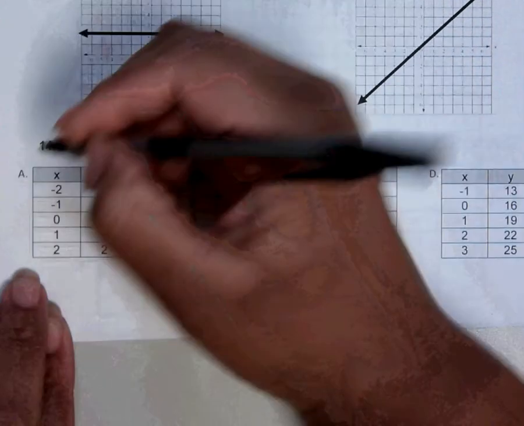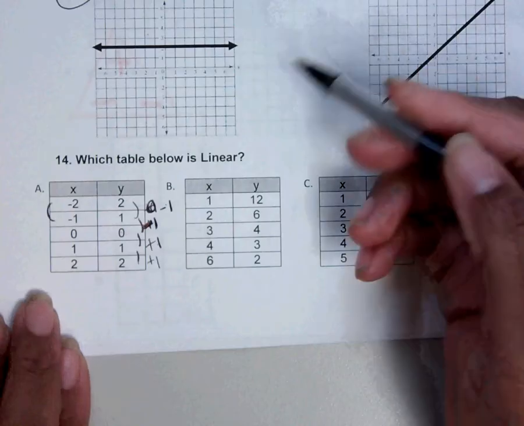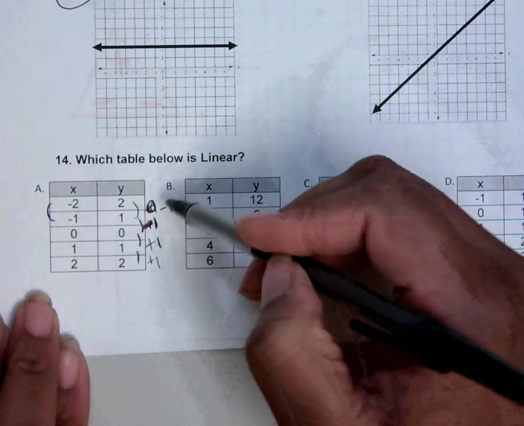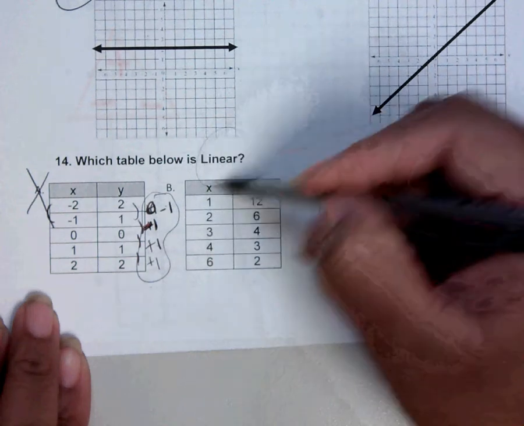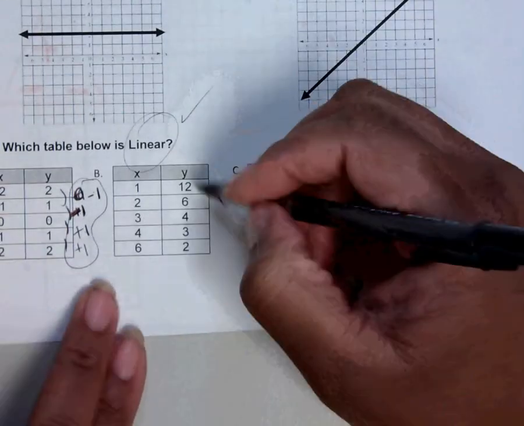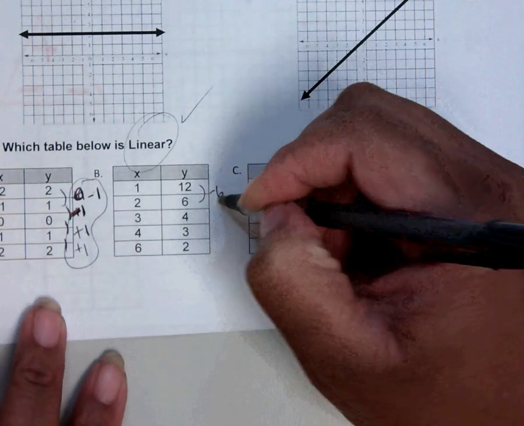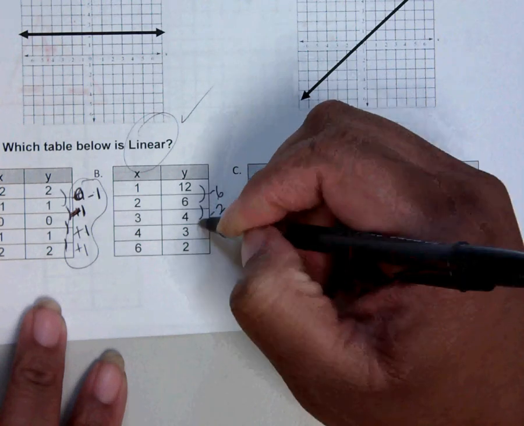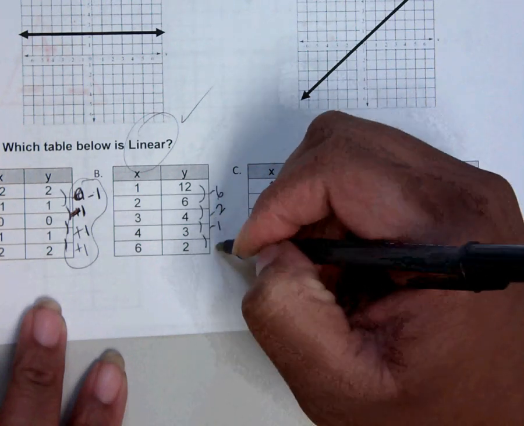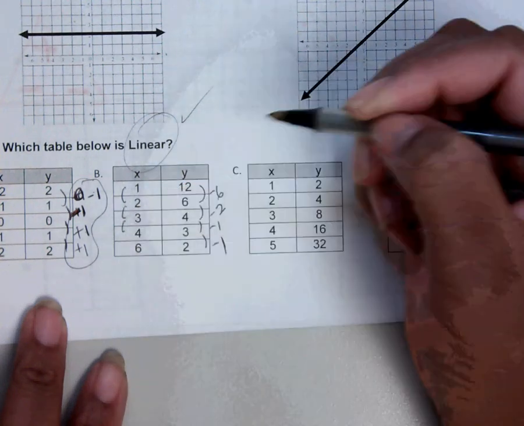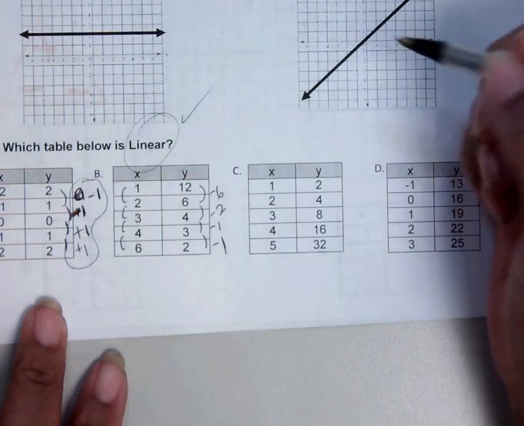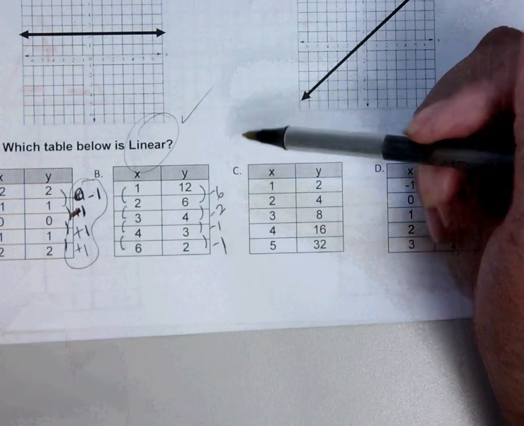Let's come over here and do this one. Do I need to do this side knowing that these don't match? No, I'm good. Because they have to match before it's going to be linear. Okay, so from 12 to 6, down 6, down 2, down 1, down 1, up 1, up 1, up 1, up 2. Okay, so is this going to be linear? No.